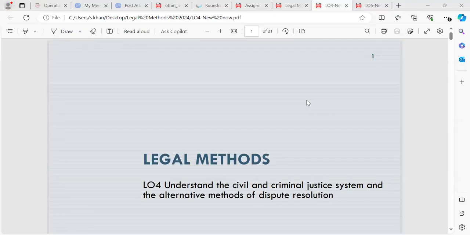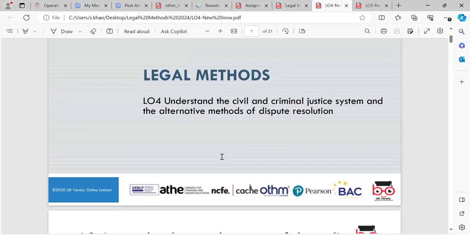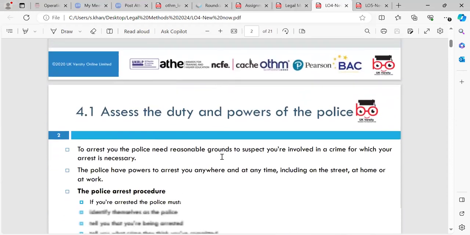Remember, there are full sessions done on this. That's why I'm going through this quite quickly, because we've got the assignment discussion to do more. So learning outcome four: to understand the criminal and civil justice system and the alternative methods of dispute resolution.